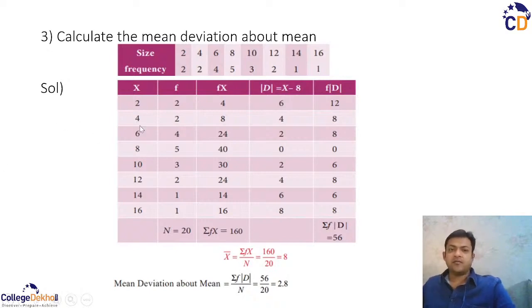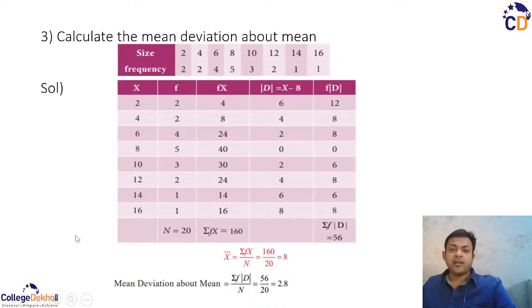In this data set, we'll realize that the value of x, that is the size, is given in the first column and the value of frequency is given in the second column. Now we can easily calculate f multiplied by x, which is our column number 3. On summing it up, we get 160 divided by sum total of the frequencies, which is 20, we get 8. That gives us the value of mean. So our value of mean is equal to 8.